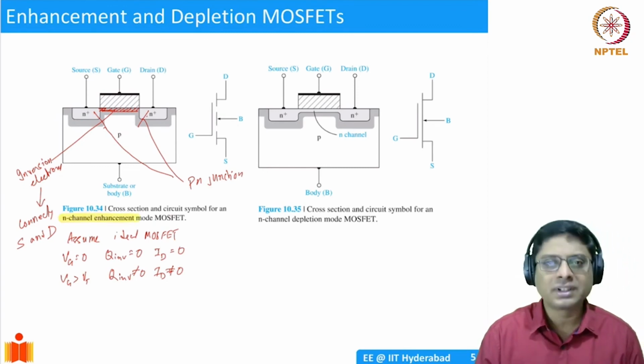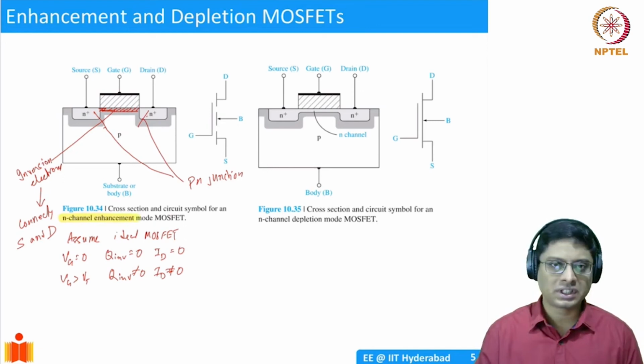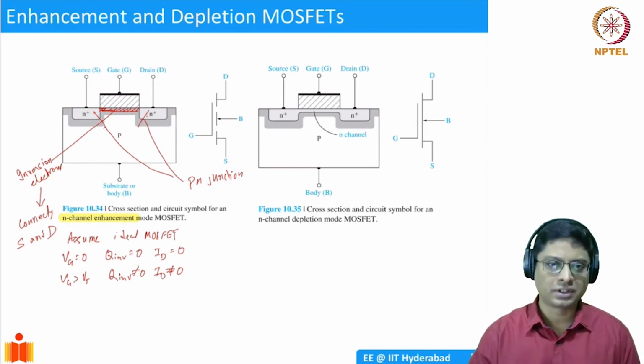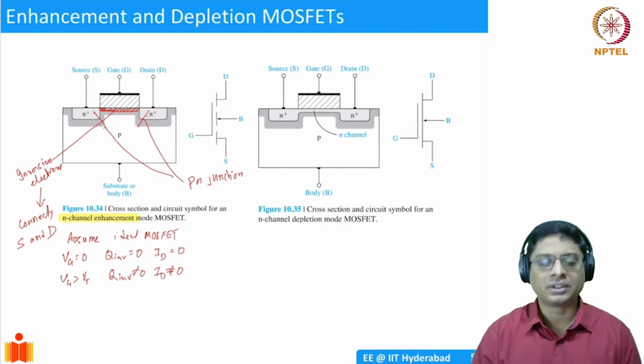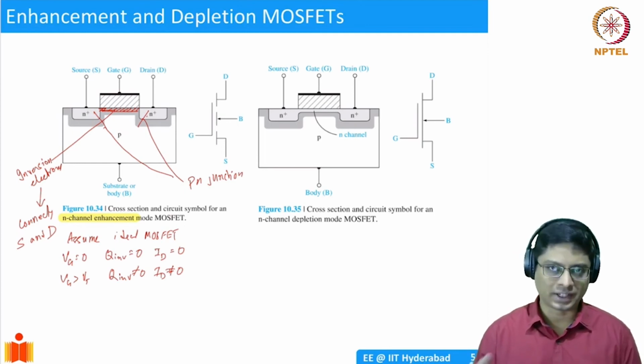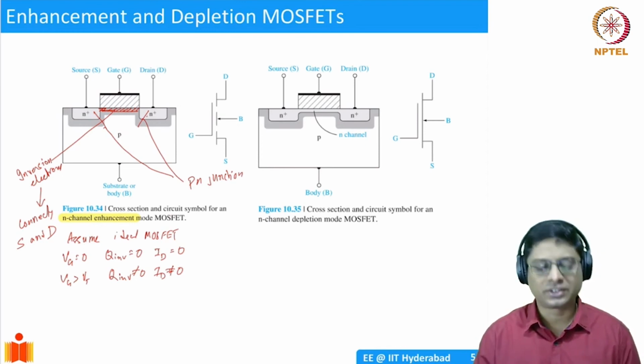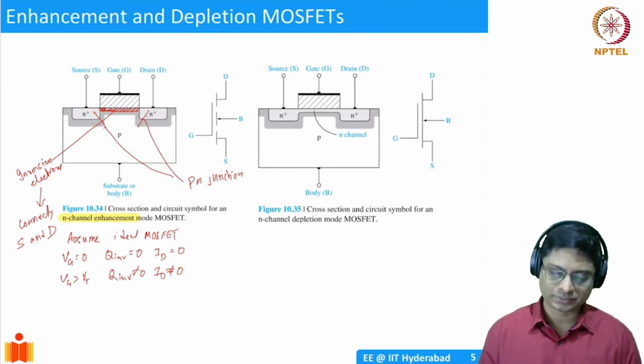Why do we say enhancement? Well, there is no inversion charge at zero voltage, but the moment you apply a positive voltage, we are creating an inversion charge. So in the no-voltage state, like Vg equal to zero, it does not conduct current, but the moment you apply a voltage, it conducts current. So this is called an enhancement mode MOSFET.